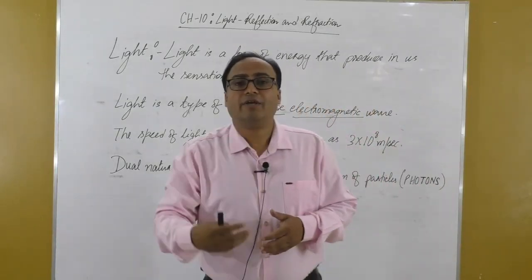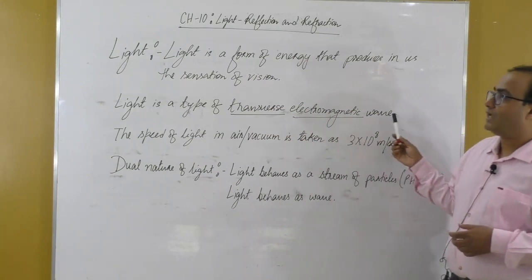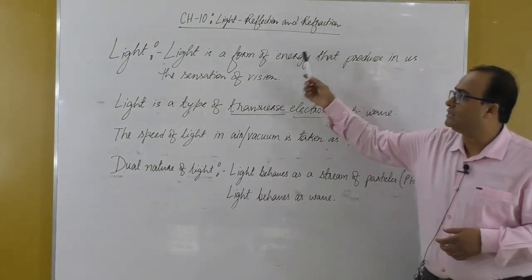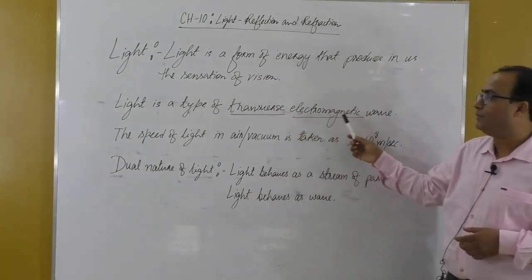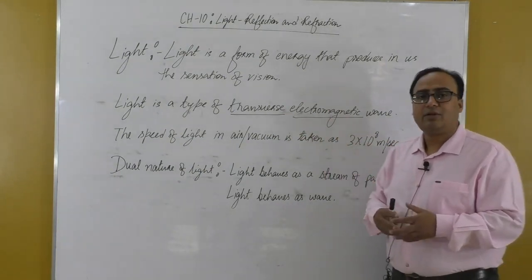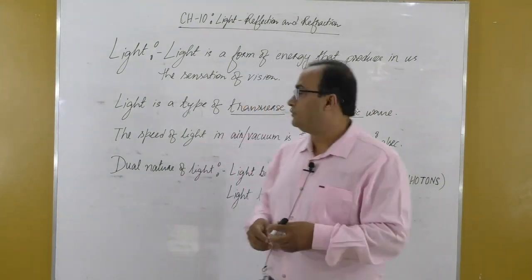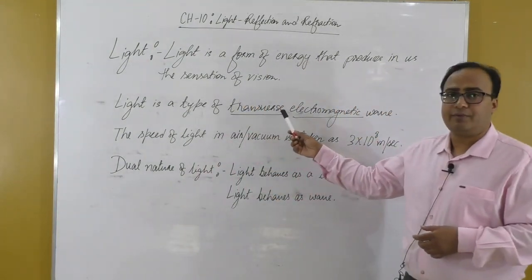Now what kind of wave is light? Light is a type of transverse electromagnetic wave. It is a form of energy. It is a type of wave, transverse electromagnetic wave. About transverse waves and electromagnetic waves, it is already discussed in class 9. But you should know the slight meaning of these terms, like transverse wave.